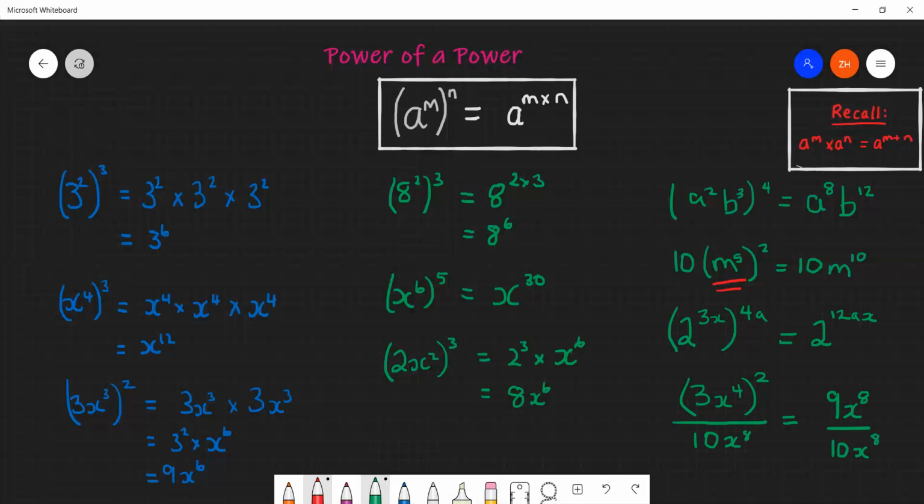Now we can see that we now have x to the power of 8 in the numerator and the denominator. So what we can do is we can cancel those 2 terms because they're factors. So we're dividing through by a factor of x to the power of 8, and that's going to simplify to simply 9 over 10.